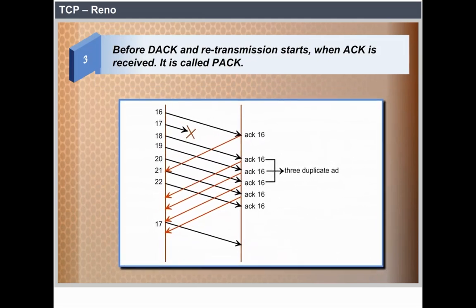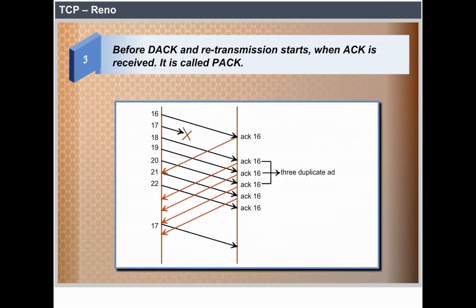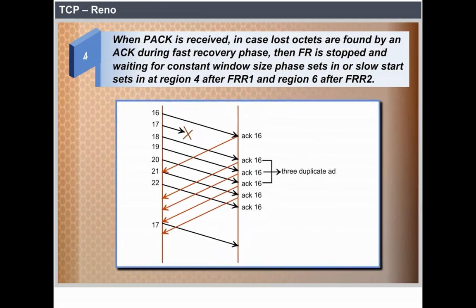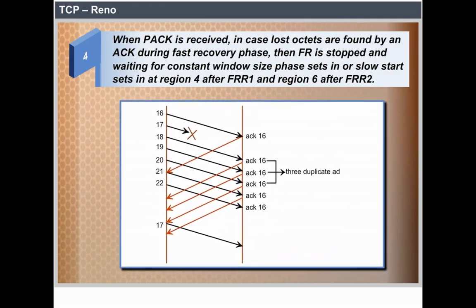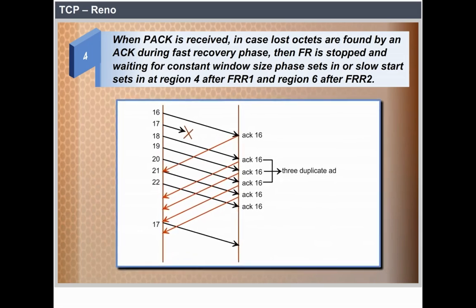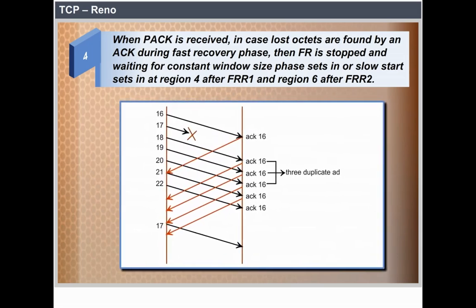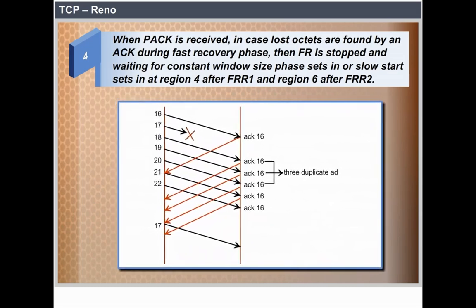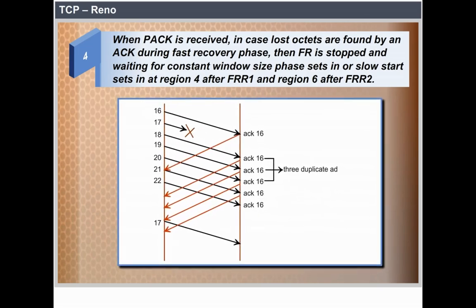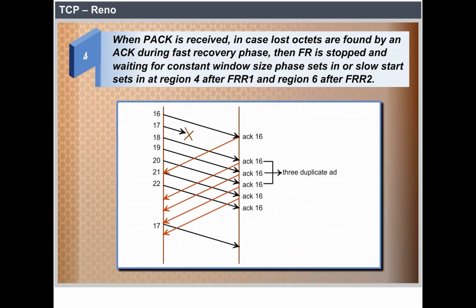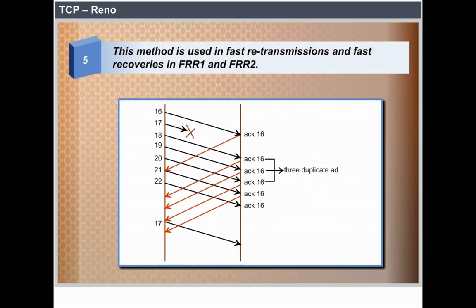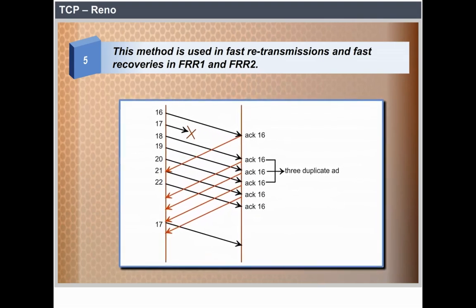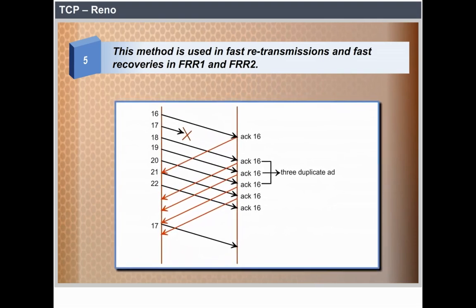When an ACK is received before DACK and retransmission starts, it is called PAC. When PAC is received, in case lost octets are found by an ACK during the fast recovery phase, then FR is stopped and the wait constant window size phase sets in, or slow start sets in at region 4 after FRR1 and region 6 after FRR2. This method is used in fast retransmissions and fast recoveries in FRR1 and FRR2.